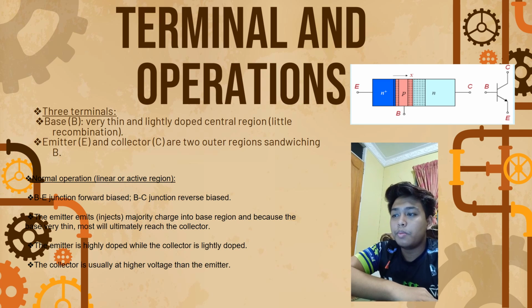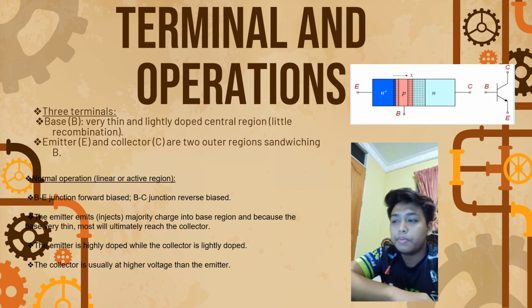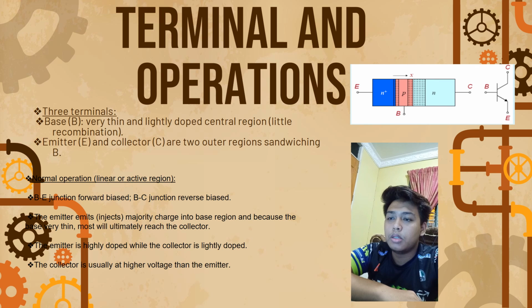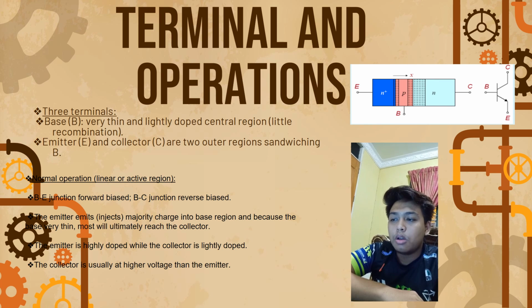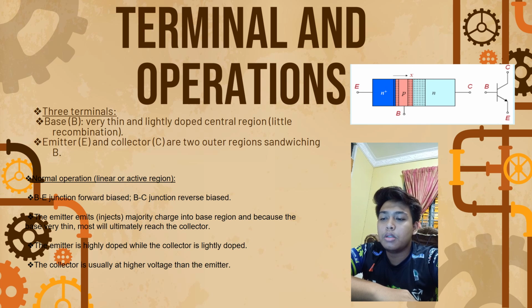The last one is terminals and operation. 3 terminals. Base B is very thin and lightly doped, the central region. Emitter E and collector C are the 2 outer regions sandwiching B. Normal operation is in the linear and active region. B to E junction is forward biased. B to C junction is reverse biased. The emitter emits, injecting majority charge carriers into the base region, and because the base is very thin, most will ultimately reach the collector. The emitter is highly doped while the collector is slightly doped. The collector is usually at a higher voltage than the emitter.